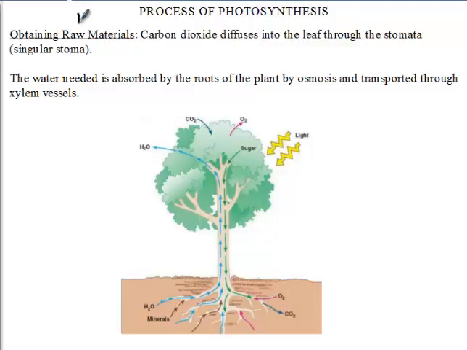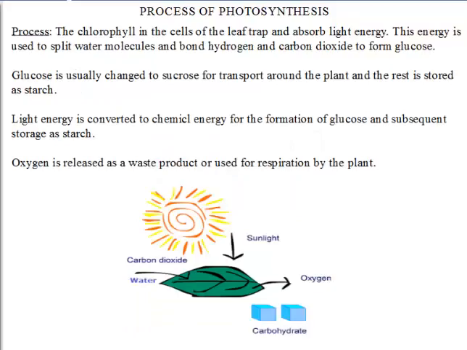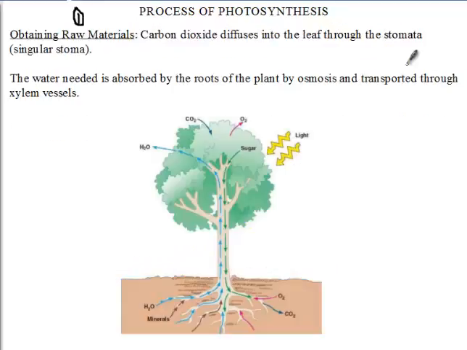One is obtaining the raw materials required for the preparation of the glucose. The second one is the main process. So now let's see how the raw materials are obtained. The raw materials are carbon dioxide, CO2, and then water, H2O. Now CO2 is a part of the air that we take in.